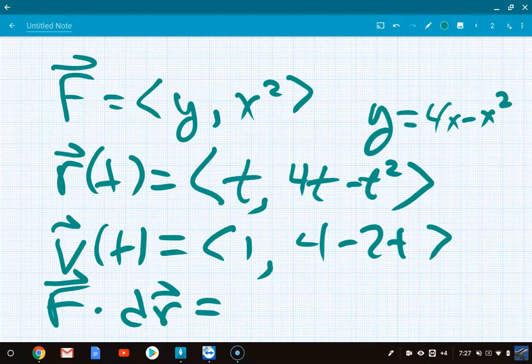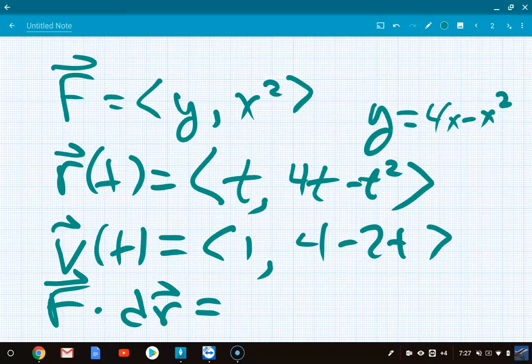Here's dr, the v. But f is in terms of x and y. Well, what did we say? Wherever you see y, you're going to put this. This is x of t. This is y of t. So wherever you see y, you're going to put 4t minus t squared. Wherever you see x, you're going to put t. Because we redefined x equals t and y equals 4t minus t squared, right? So that's how you do the dot product of f dot dr in terms of just t.